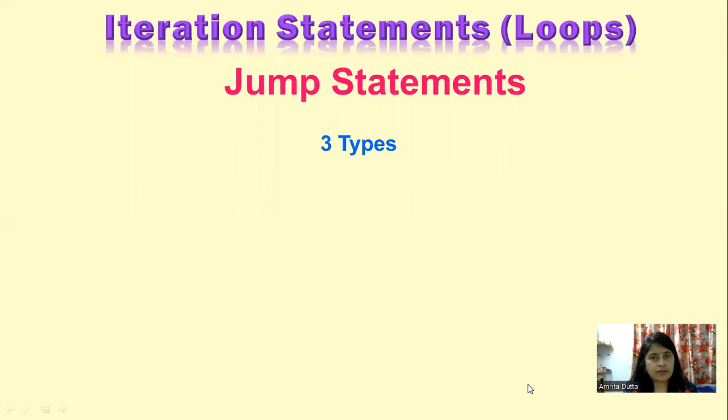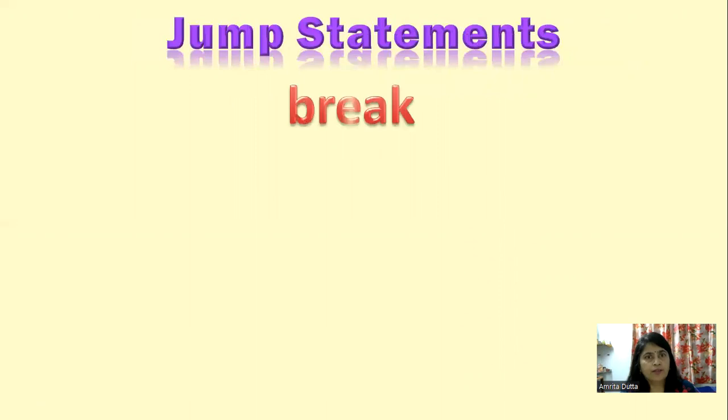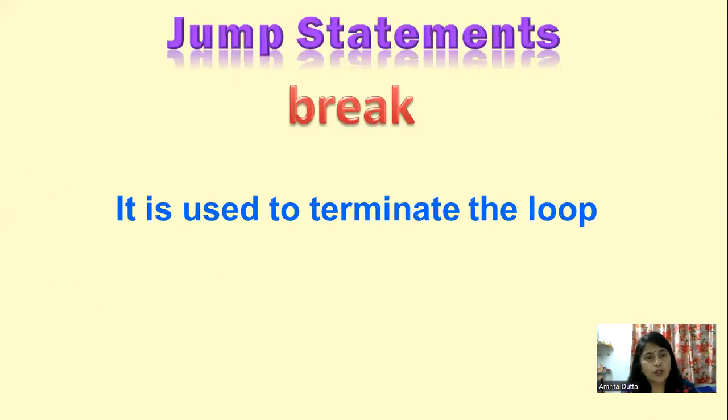There are three types of jump statements. We have here break, continue, and pass. All these three are keywords in Python, and all these three keywords we'll have to use in lowercase in the Python program. First of all, I'm starting with break. As you can see, break is typed in lowercase. It is used to terminate the loop.